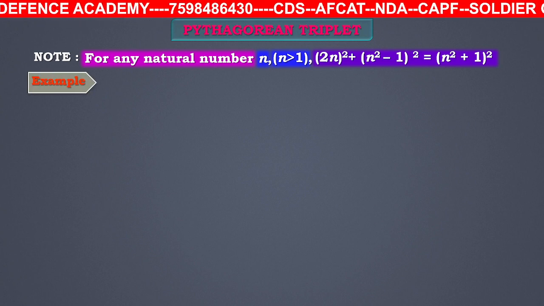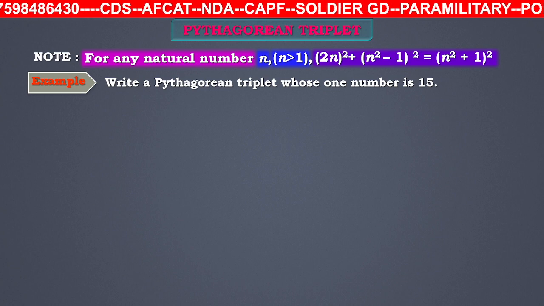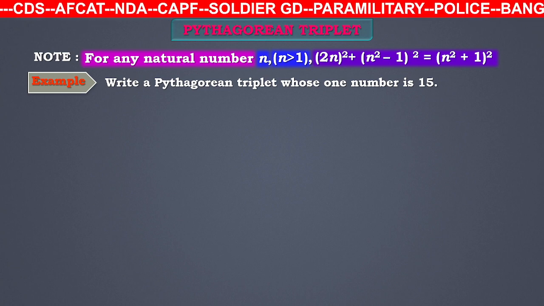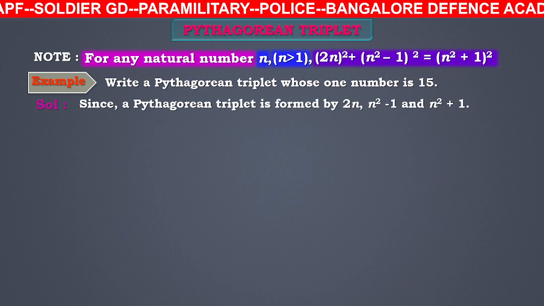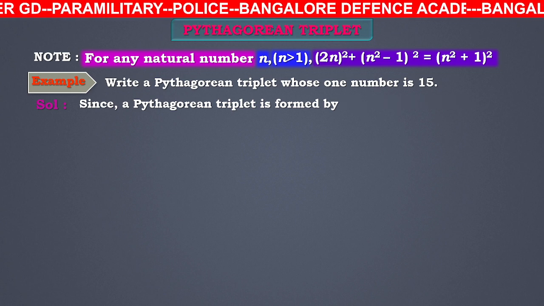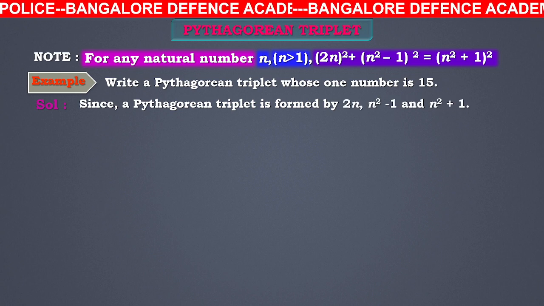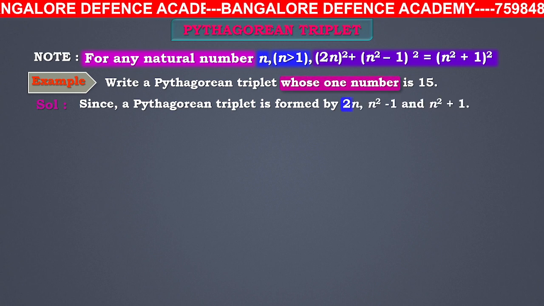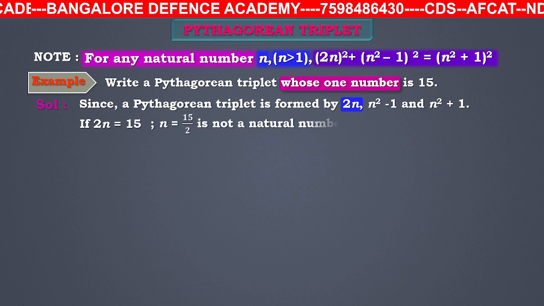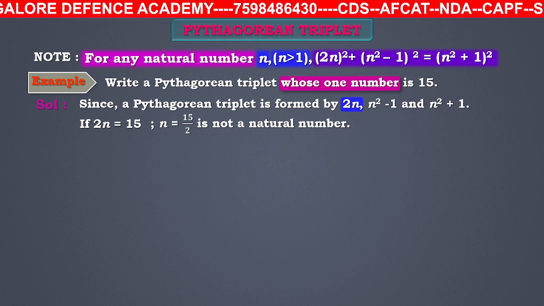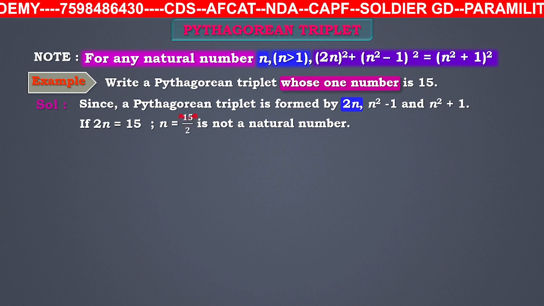Now let us try to see with the help of an example. So here the question is, write a Pythagorean triplet whose one of the number is 15. Okay, so I don't know which number is 15. So let me first take these numbers. I have three numbers with me, that is 2n, then you have the second number, that is n square minus 1, and the third number is n square plus 1. Okay, so now let us try to understand. Let me take 2n is equal to 15. Now if I take n is equal to 15 by 2, I get it as 7.5, which is not a natural number. So definitely the number 15 is not the first number.